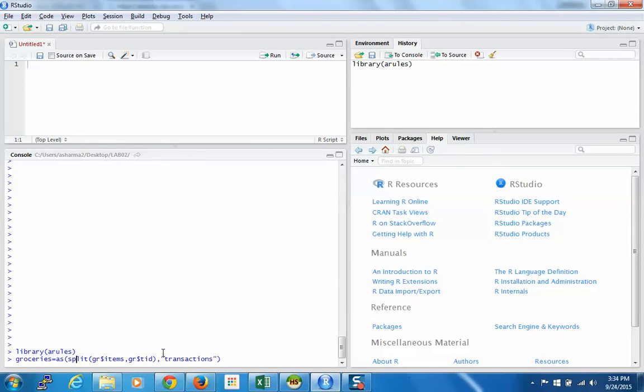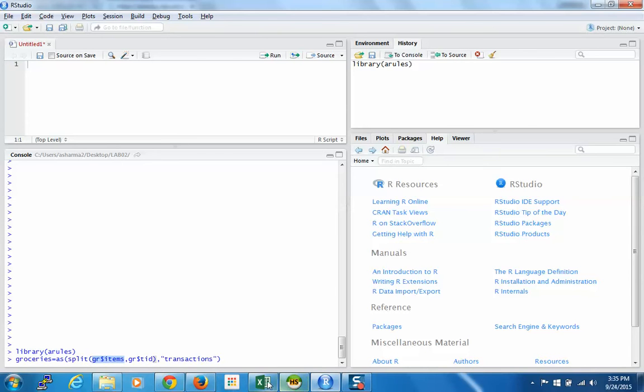So here, first we're splitting our data by TID. And that's what the split function does over here. So there's a function called split over here, and it will look at the data in GR. And then it will split the data based on TID, and it will group for a given TID those items which are in that TID.